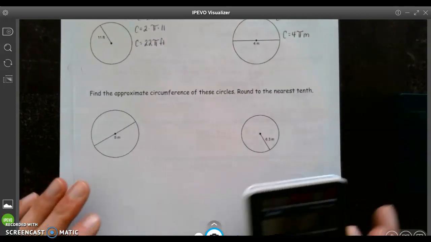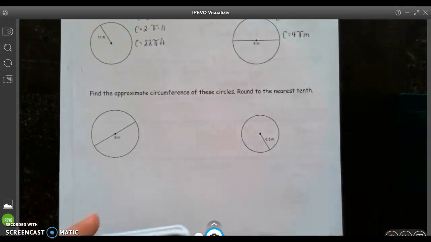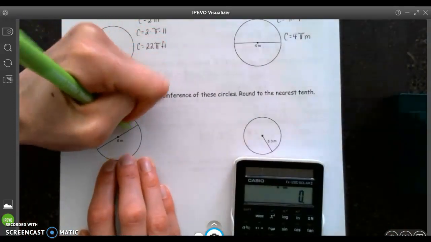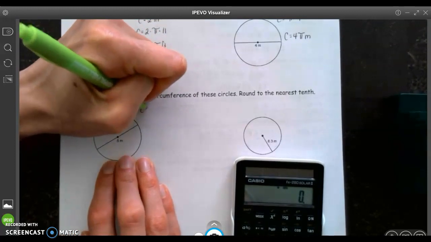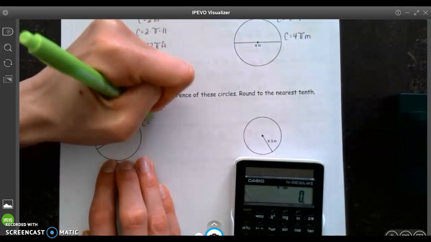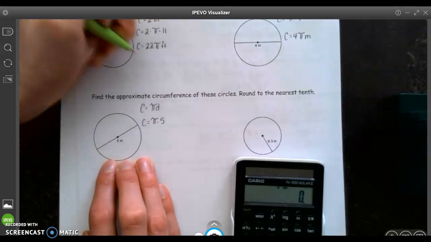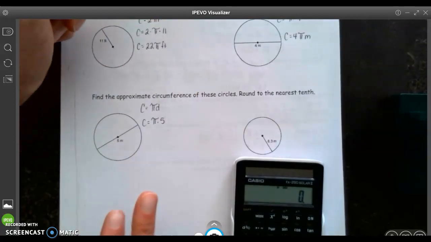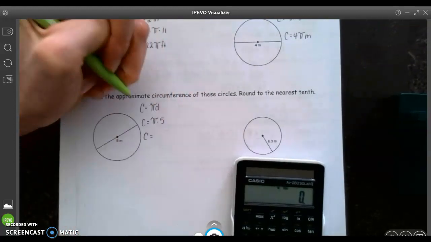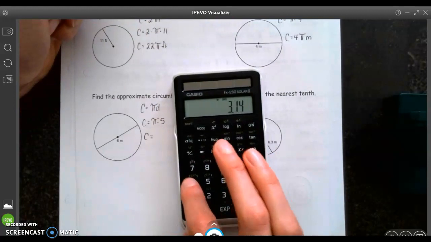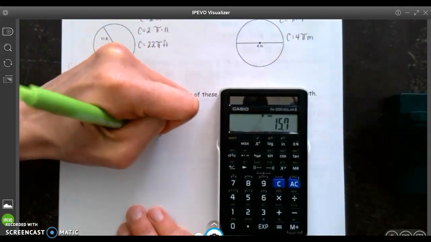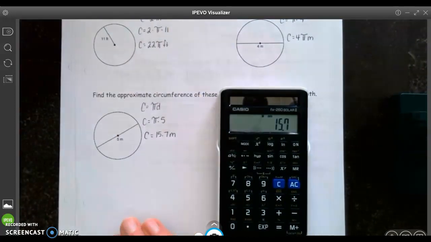And then the two approximate problems, where we will use our calculator. This is diameter, because it goes all the way across the circle. So circumference equals pi times diameter. So circumference equals pi times 5. I don't have to flip them in this one. I don't have to say that circumference equals 5 pi because I'm going to multiply them. I can say 3.14 for pi times 5 and get 15.7. 15.7 meters.